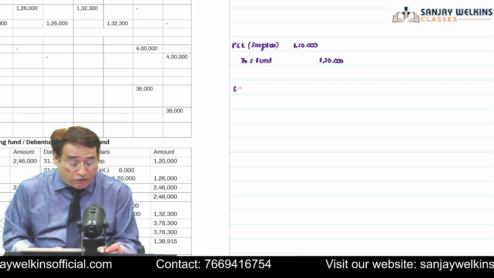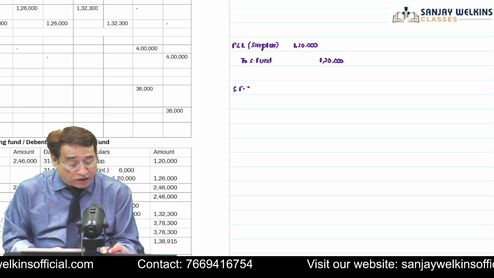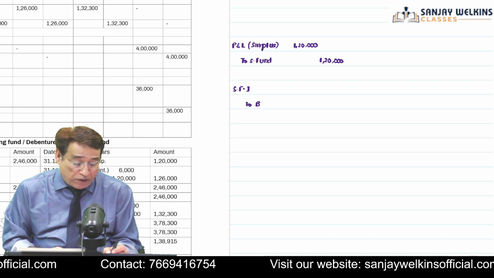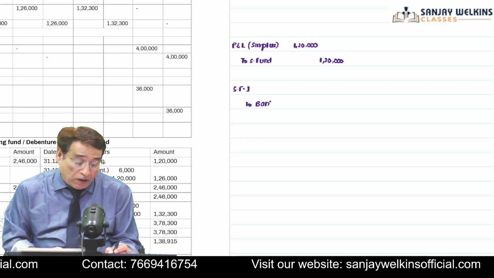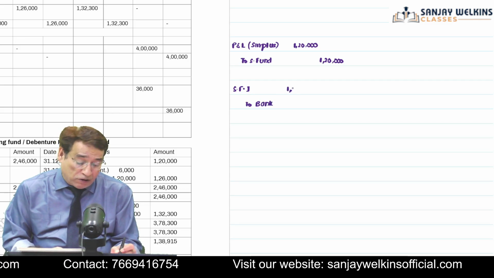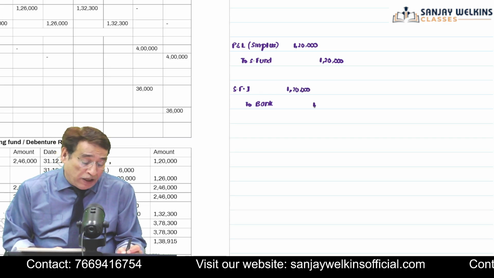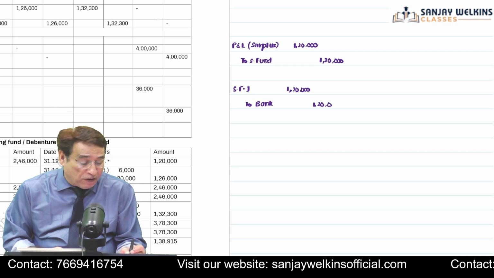And for that, we are going to write an entry, sinking fund investment account debit to bank account. Sinking fund investment account debit to bank account. So you will invest this amount also, 1,20,000, 1,20,000. Only 2 entries are needed in the first year. Is it clear to you?